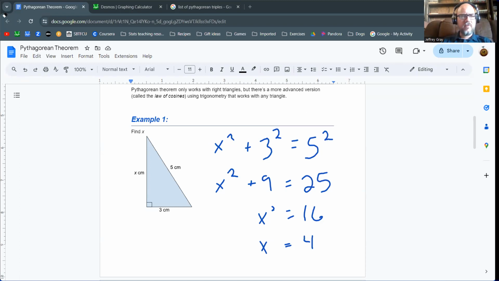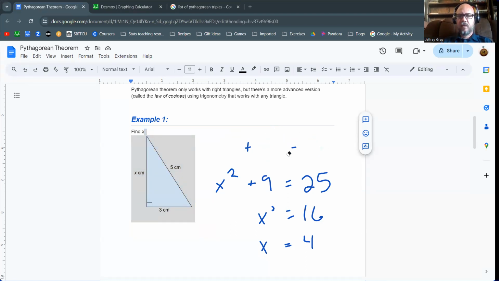Let me see if I can. Sorry, they've changed the controls here, it looks like. How do I erase all this? No, not like that. Like this. All right.